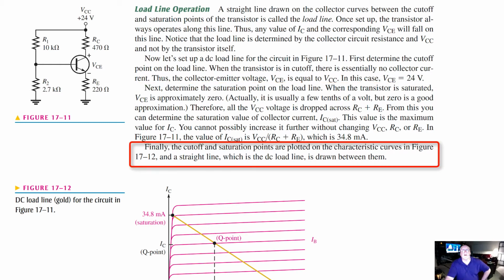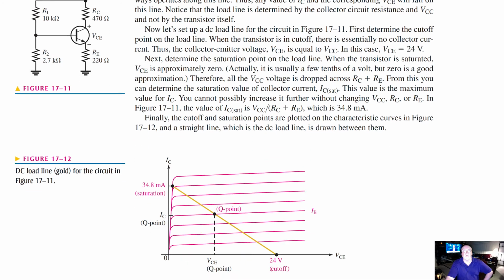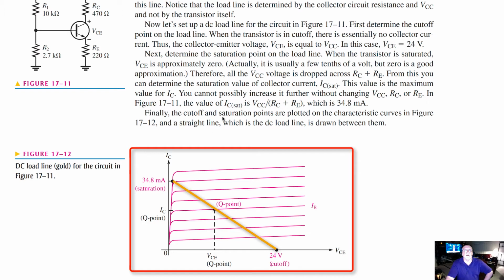Finally, the cutoff and saturation points are plotted on the characteristic curves in the next diagram here, so on the bottom here. So let's crank this up a little bit here. There we go. Finally, the cutoff and saturation points are plotted on the graph, and a straight line, which is the DC load line, is drawn between the points. So between 34.8 milliamps saturation down to 24 volts cutoff are the endpoints for the load line.